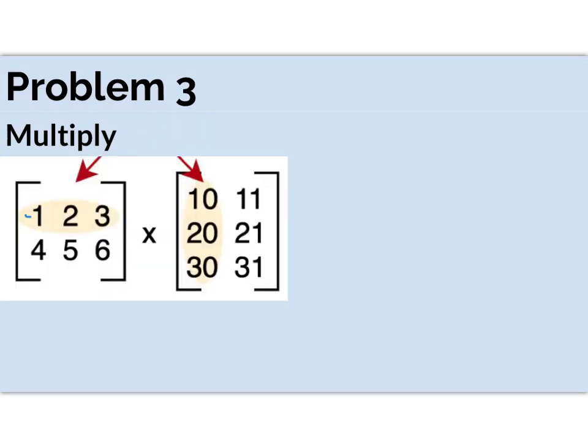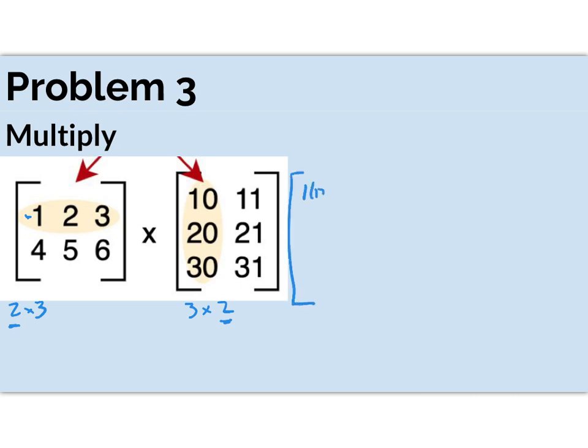Our first row with our first column, and then our first row with our second column. So this is a 2 by 3 matrix, and this is a 3 by 2 matrix. We're going to get a 2 by 2 matrix out. So this is going to be a lot.